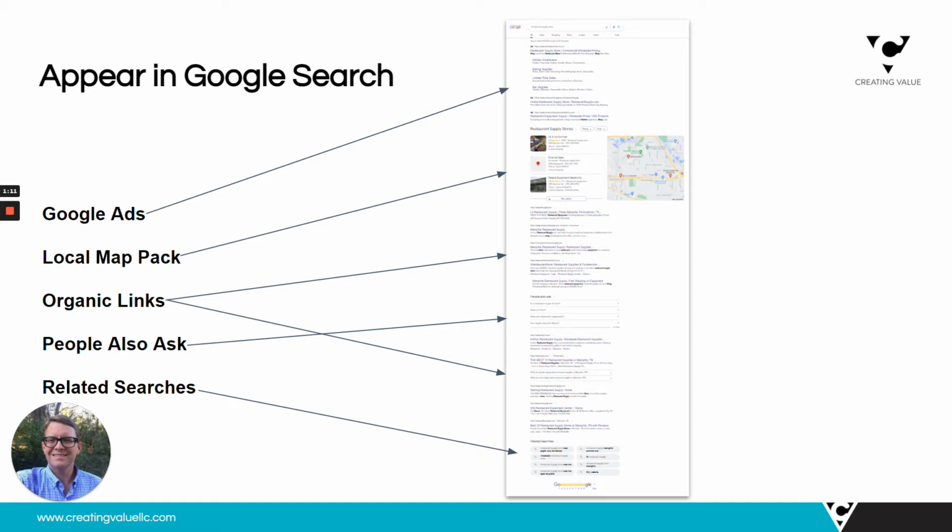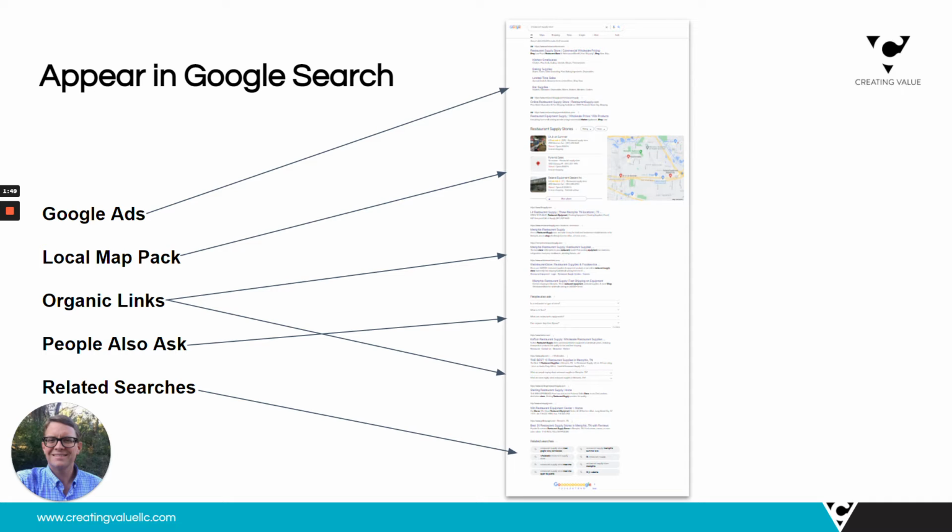So taking it from the very top, the idea is you want to be at the top of page one. The further down you go, the fewer eyeballs will see you. Starting from the top, you'll see we have Google Ads. Then we have a local pack, in the event that Google has identified this particular search as people looking for things in their immediate area or in their proximity. And then we have organic links. We have a people also ask section and a related searches section.